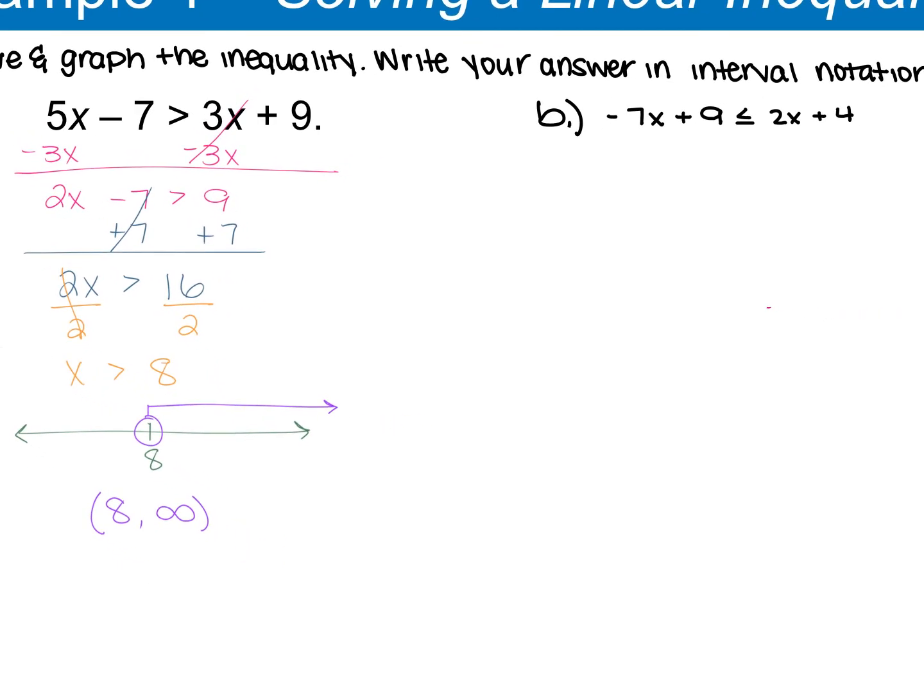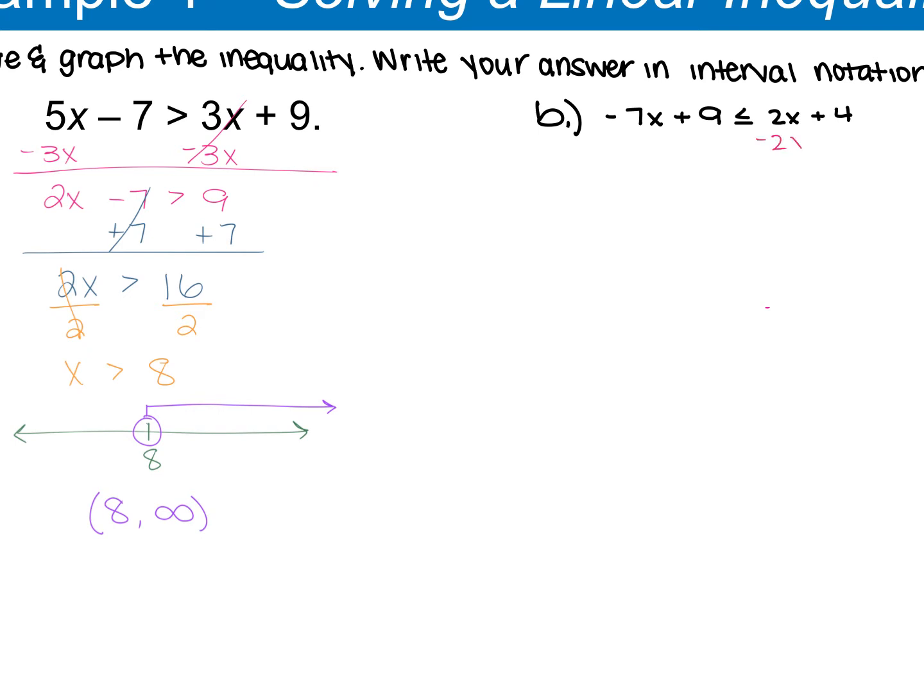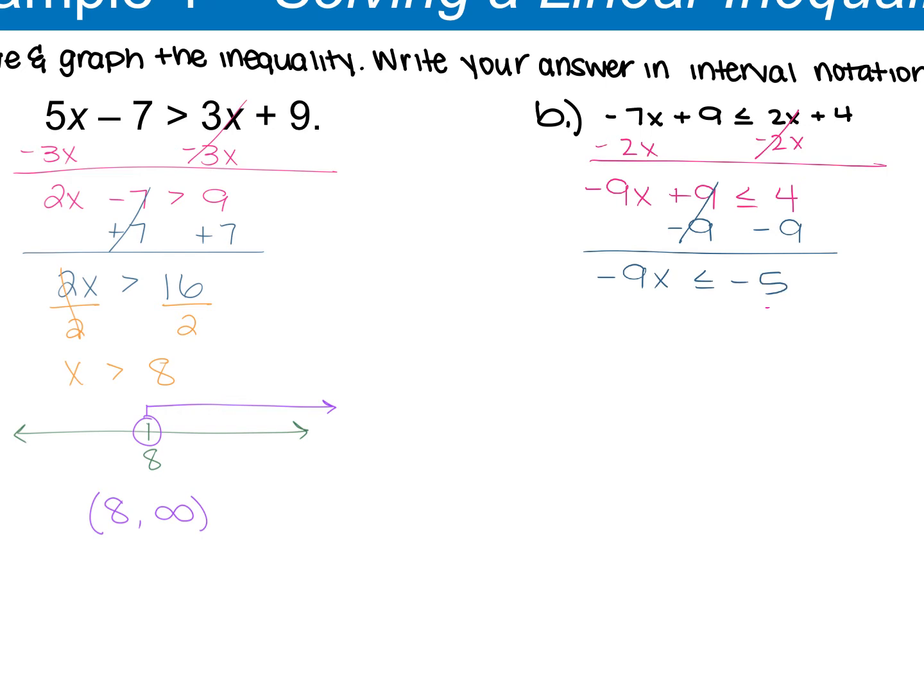For example, B, we have negative 7x plus 9 is less than or equal to 2x plus 4. So I'm going to work with my x's first. I'm going to move the 2x over by subtracting it from both sides. This is going to leave us with negative 9x plus 9 is less than or equal to 4. From here, we move the 9 over by subtracting it from both sides. That gives us negative 9x is less than or equal to negative 5.